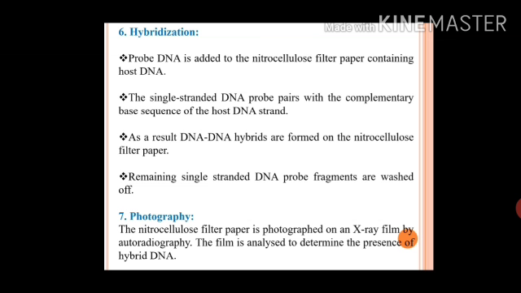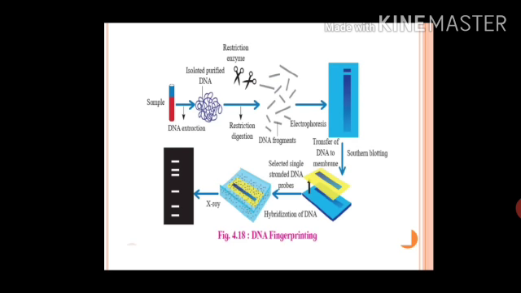As a result, DNA-DNA hybrids are formed on the nitrocellulose paper. Remaining single-stranded DNA probe fragments are washed off. Next step, or last step, is photography. The nitrocellulose filter paper is photographed on an X-ray film by autoradiography. The film is analyzed to determine the presence of hybrid DNA. This is about the steps in DNA fingerprinting.